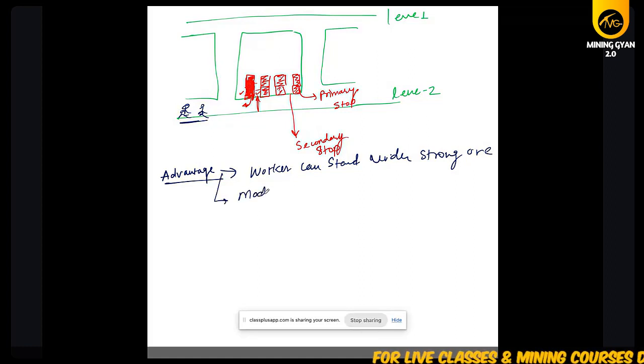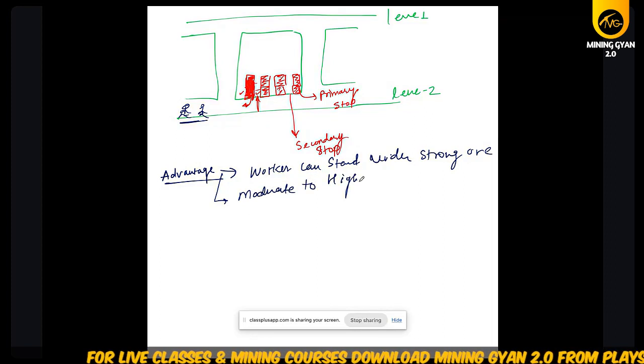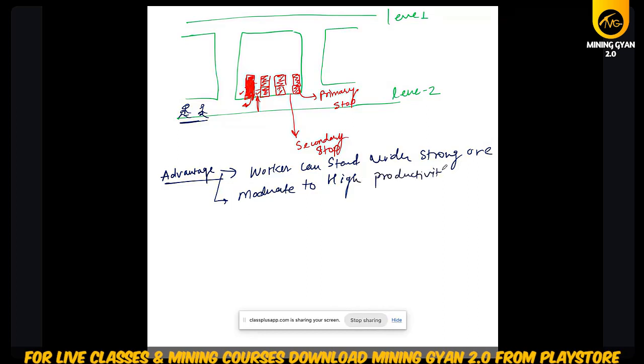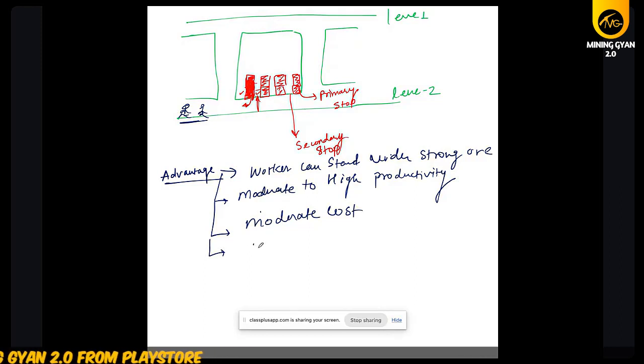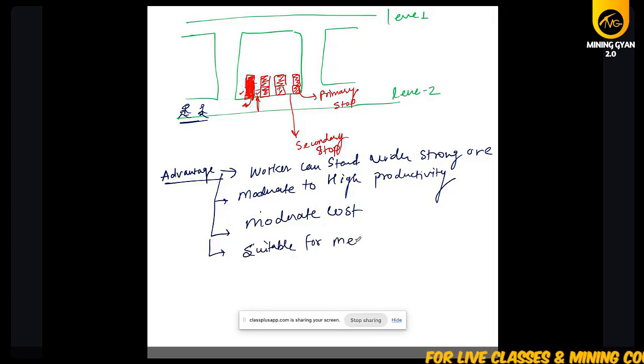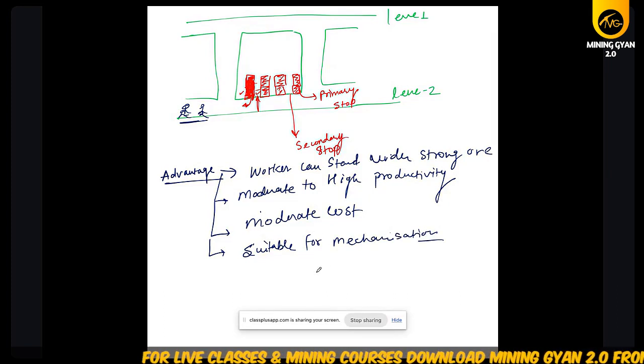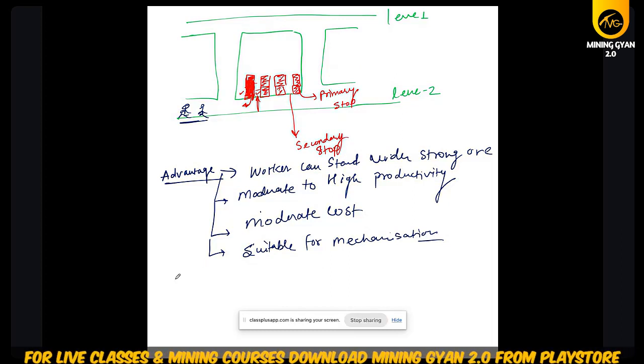In this method, moderate to high productivity. And in this method, moderate cost, not high. Cost of mining is moderate. And this method is suitable for mechanization, because we are using the paste filling, so that paste filling also needs machines. Okay, so disadvantages.